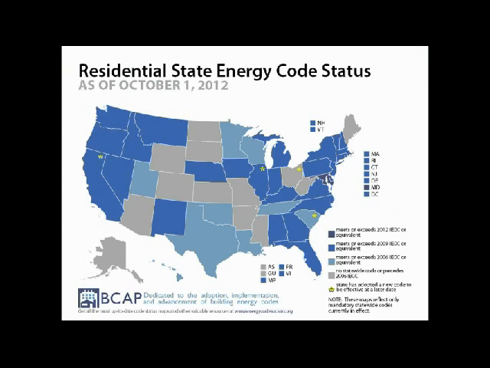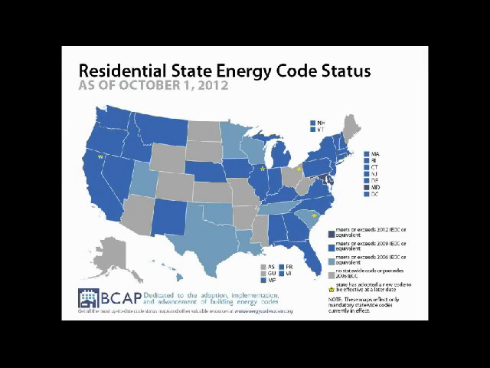Code status as of October 1st, 2012. We can see on this map that for the most part, states have adopted the 2006 International Energy Conservation Code. Many states have moved up to the 2009, and a handful of states have either adopted, really one state, Maryland, up and running with 2012, with a handful of other states poised to adopt the 2012 provisions of the IECC.